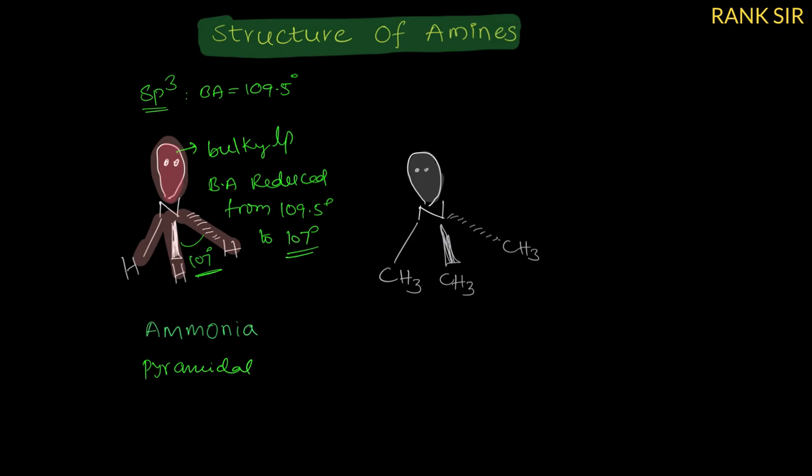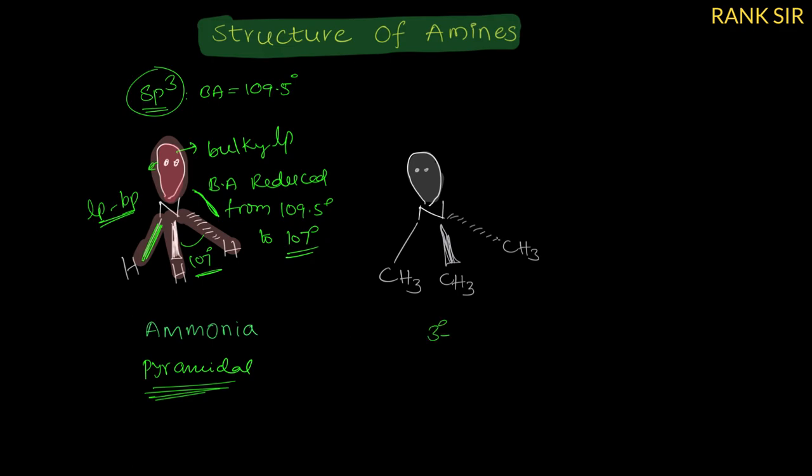This is called lone pair bond pair repulsion. This is the lone pair, and this is a bond pair. The repulsion is there on the left side and also on the right side. Due to this repulsion the bond angle is reduced, and the shape becomes pyramidal. According to sp3 hybridization it is tetrahedral including the lone pair, but due to the reduced bond angle it is a pyramidal shape. This is about ammonia. Now coming to an amine called trimethylamine, a tertiary amine.